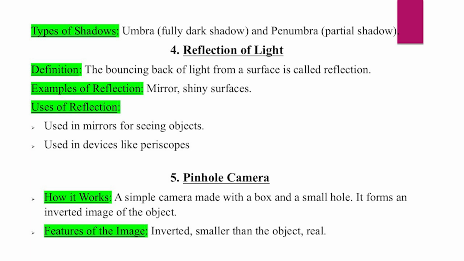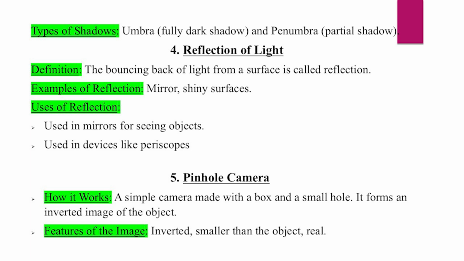4. Reflection of light. Definition: The bouncing back of light from a surface is called reflection. Examples of reflection: mirror, shiny surfaces. Uses of reflection: used in mirrors for seeing objects, and used in devices like periscopes.